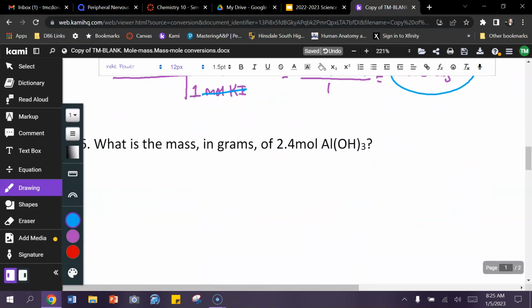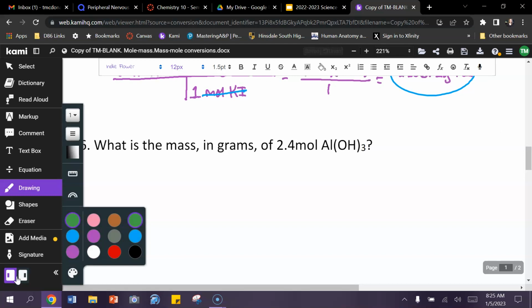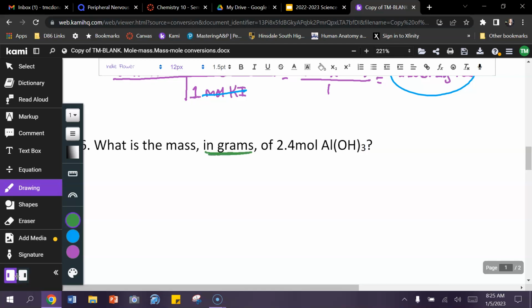Okay, our last one. What is the mass in grams of 2.4 moles of aluminum hydroxide? So this one is worded a little bit differently, but we're still looking for grams. So the first thing that we have to do is figure out what the molar mass of aluminum hydroxide is. So aluminum hydroxide is 1 aluminum plus 3 oxygens plus 3 hydrogens.